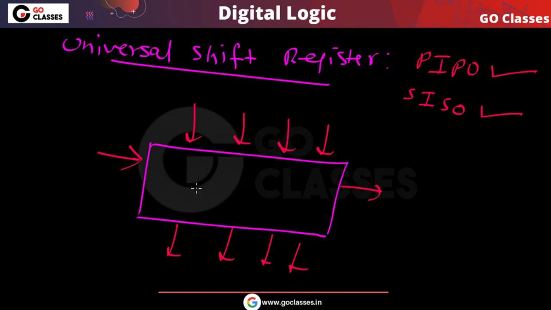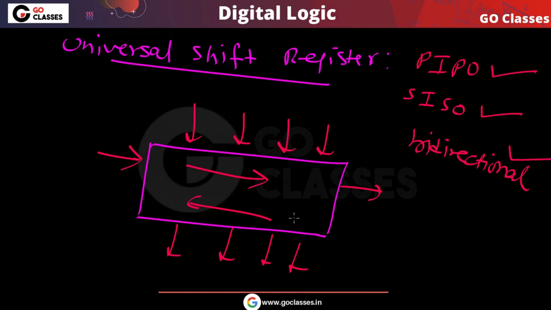We also want, if you want to do right shift or left shift, so we want bi-directional functionality. So we want this functionality PIPO, we want SISO, and we also want this bi-directional functionality.